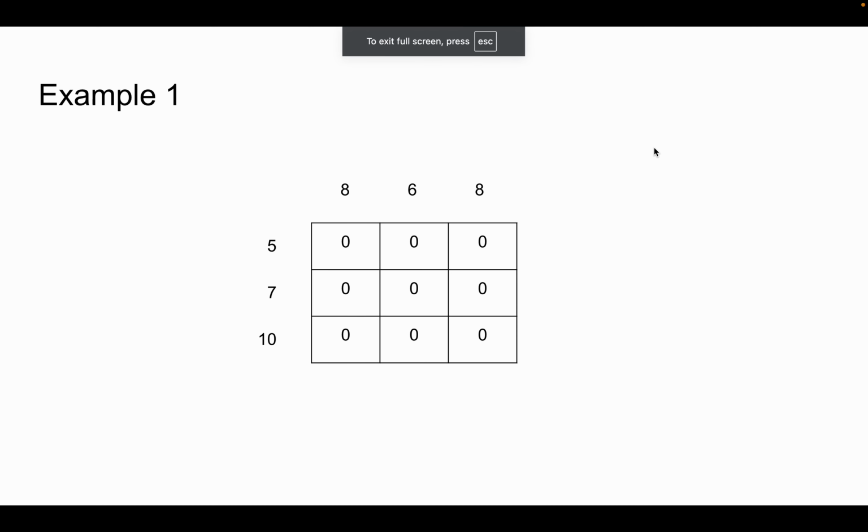Right, so this is the second example. The left hand side 5, 7, 10 is the row sum, and the top is the column sum. So the idea here is we want to put 5 into here and make sure the row sums up to 5, right? And then the column sums up to 8. One thing to note is that a valid matrix will have equal row sum and column sum totals. So 8 plus 6 plus 8 is 22. 5 plus 7 plus 10 is also 22.